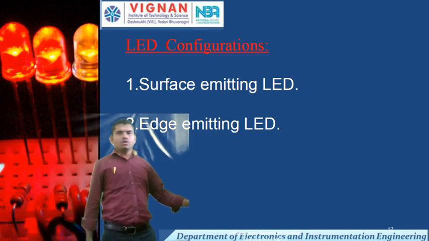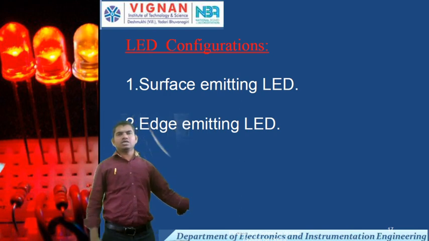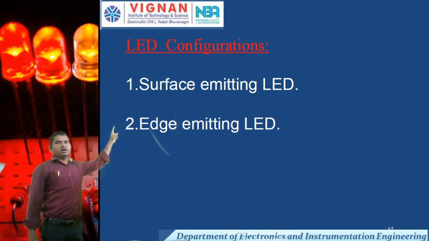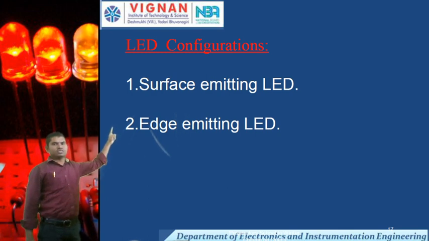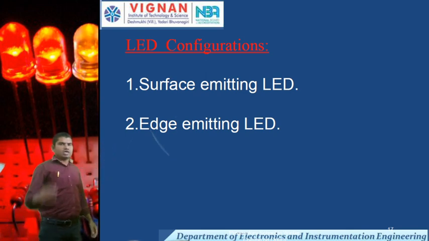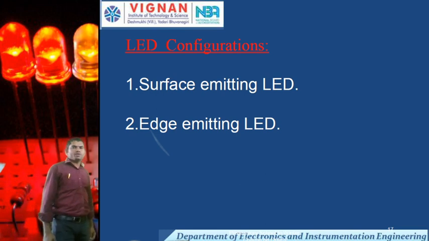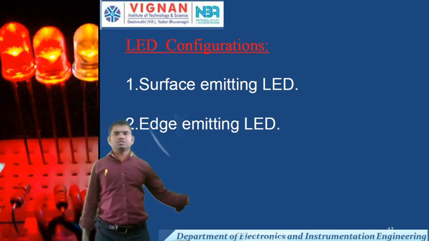Now here there are two configurations in LED. What are the two configurations? The first one is the surface emitting LED and the second is the edge emitting LED. The surface emitting LED is also called SLED, and the edge emitting LED is also called ELED. E means edge emitting LED.